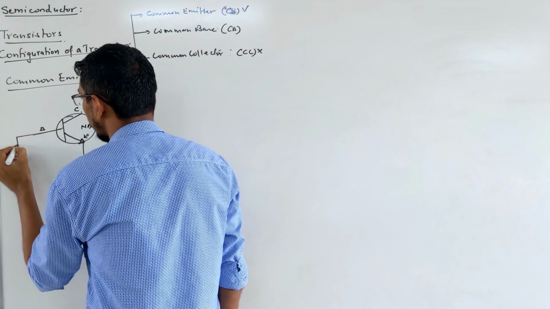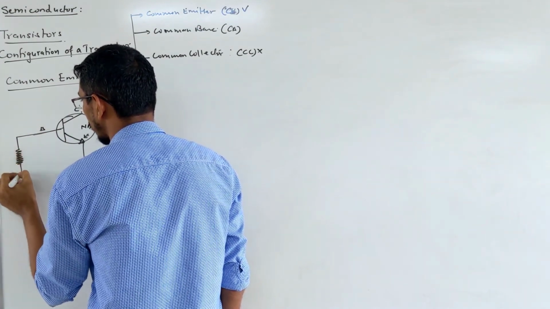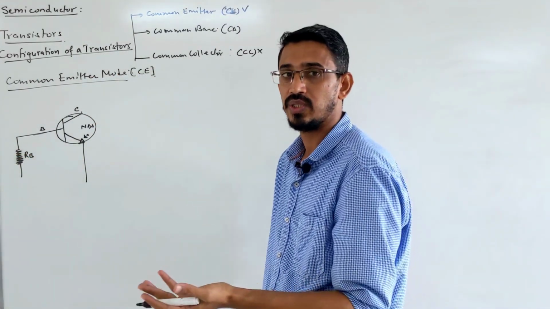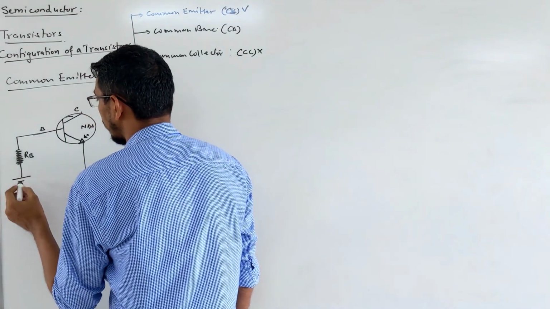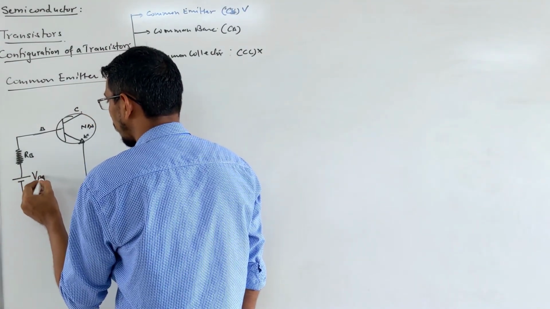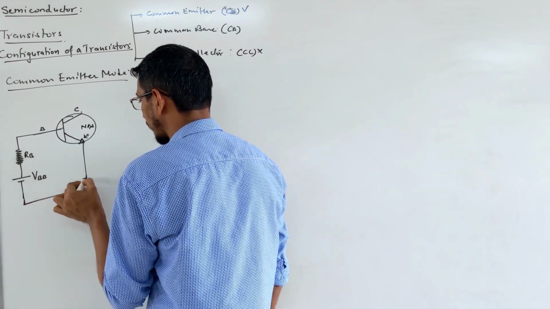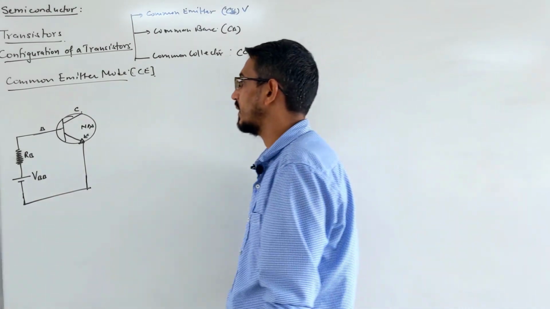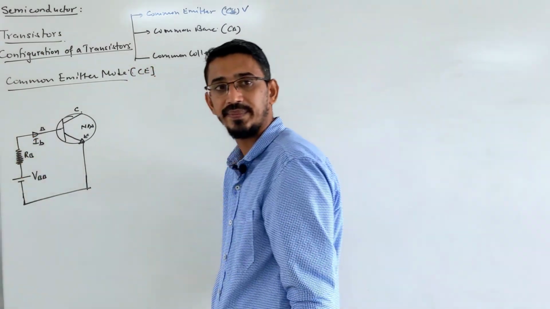On the input side there should be an input resistance which controls your current. We call it RB, or you can simply call it R input. There should be an input battery, which we call VBB, and this is connected to your emitter. This is your input side. On the input side we have the input current, that's called IB, correct?